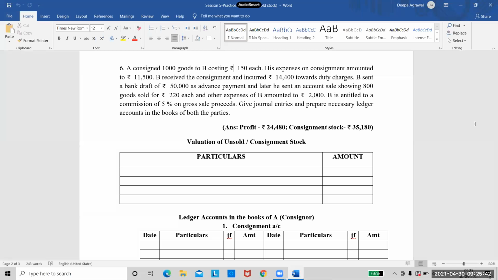Now have a note here: he is not mentioning the category of expenses. What expense it is, he is not giving. He only said these are the expenses of consignor, 11,500. We'll keep it aside. B received the consignment and incurred rupees 14,400 towards duty charges. Now for B's expenses, he is giving us the category. He says B has incurred expenses towards duty charges. So can anyone tell me, duty charges are which type of expense, non-recurring or recurring? Tell me, when will we incur duty charges: after goods have reached the godown or before they have reached the godown?